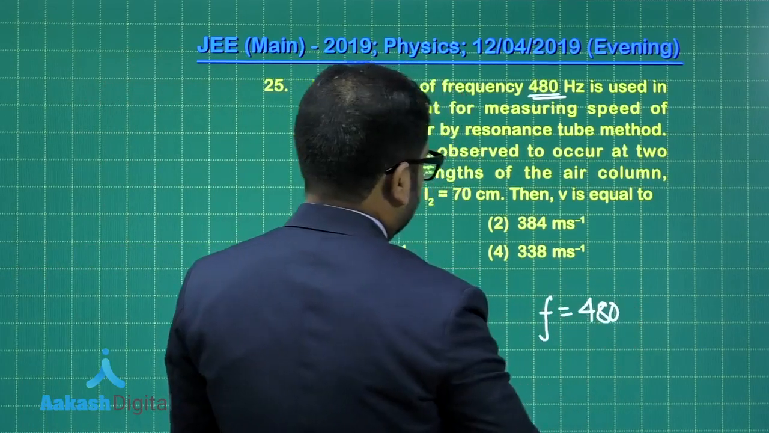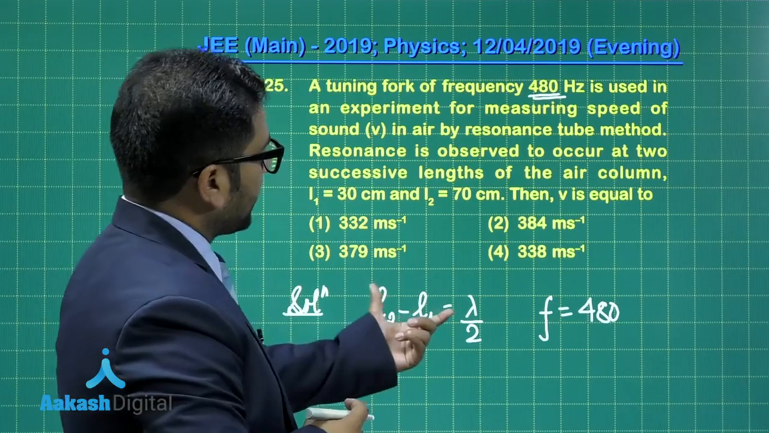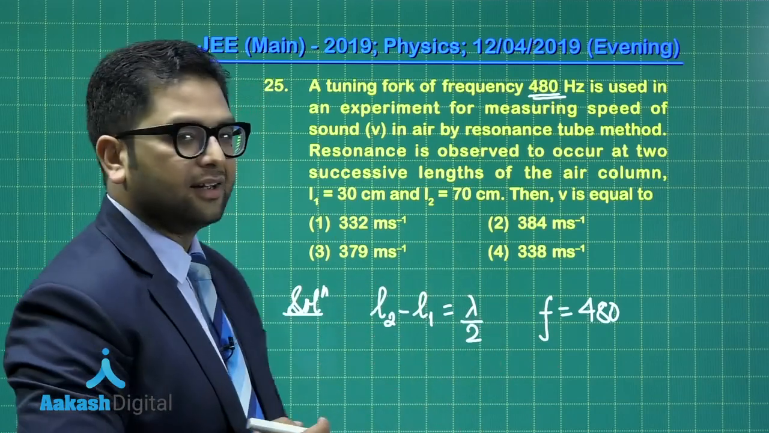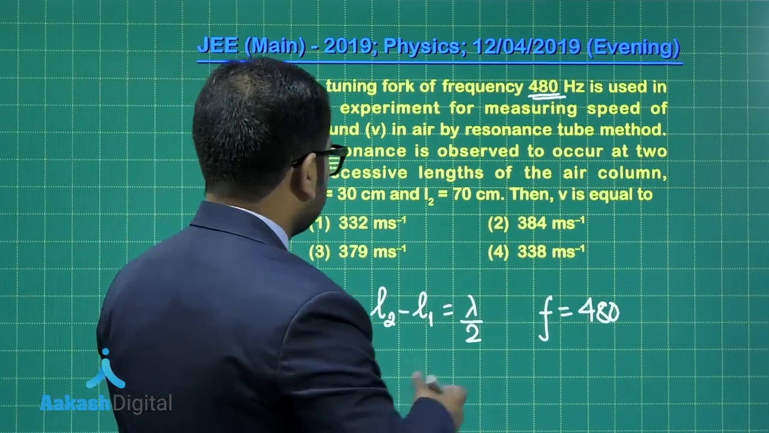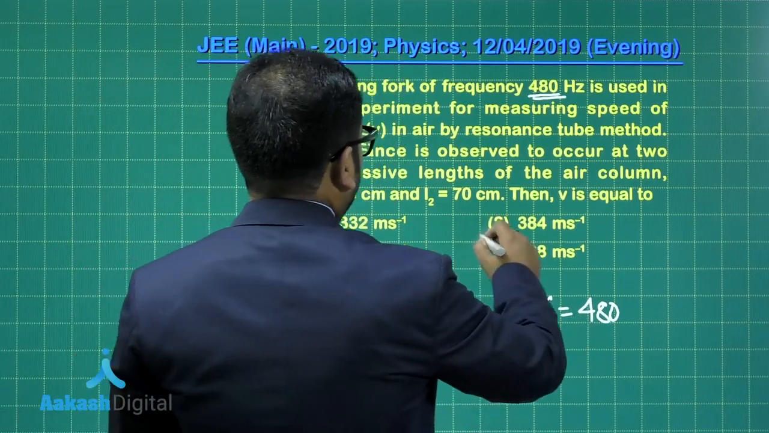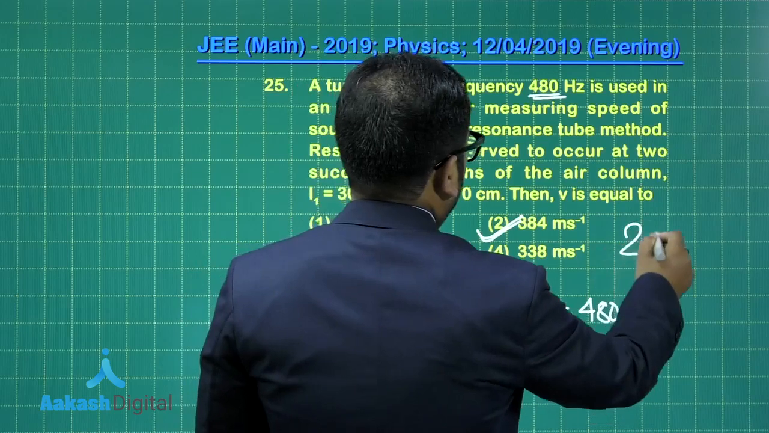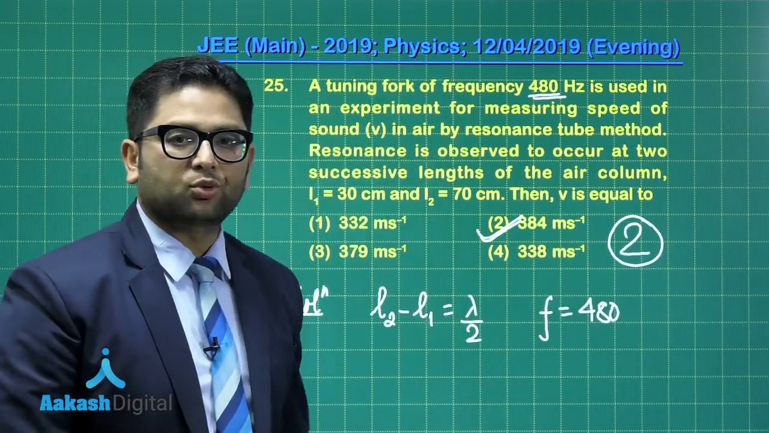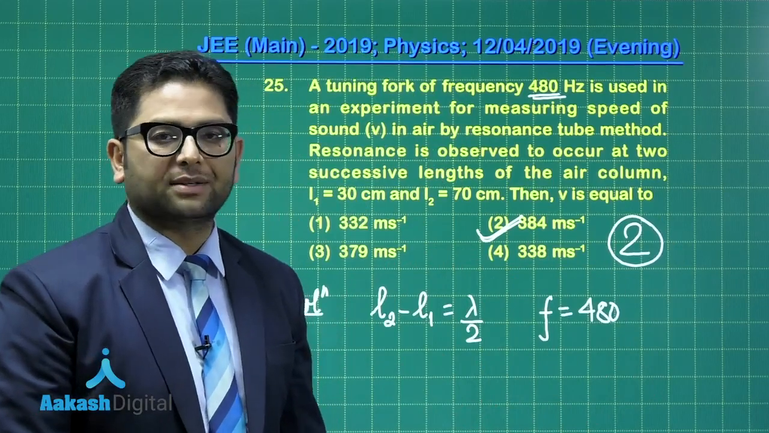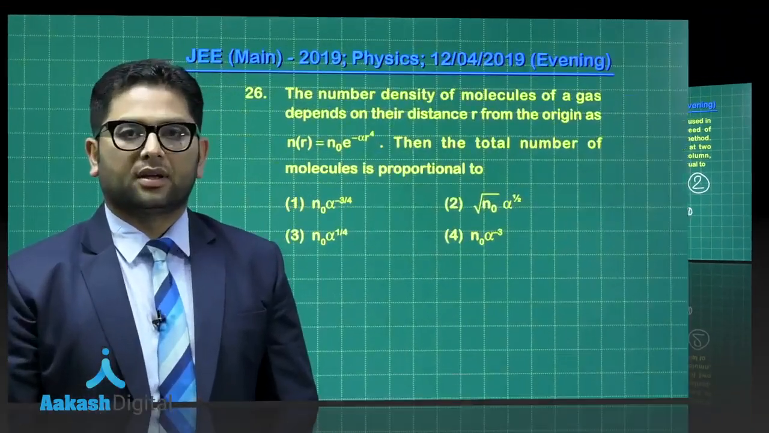Now it's so simple. With the help of this, you calculate lambda, there is frequency. So the speed of sound would be wavelength multiplied by frequency. And it's almost verbally done. Option number 2 would be the correct option. That was question number 25. Let's move to question number 26.